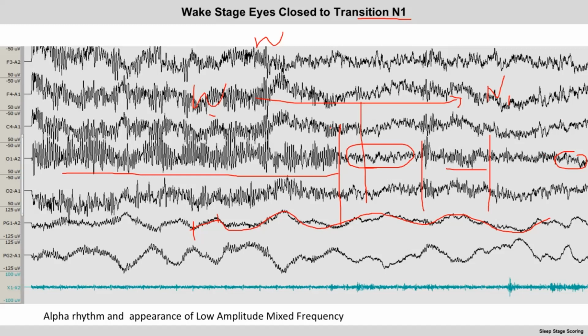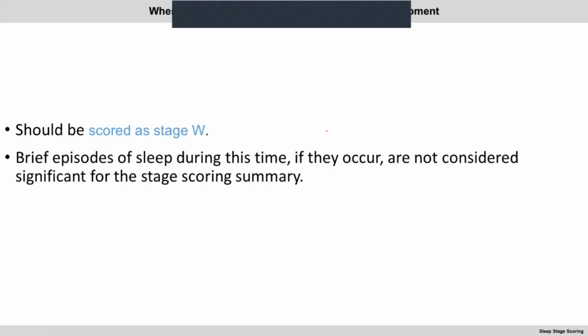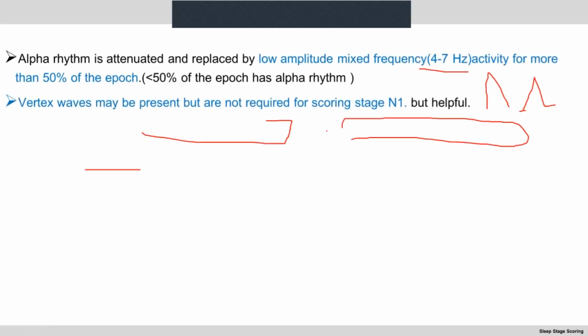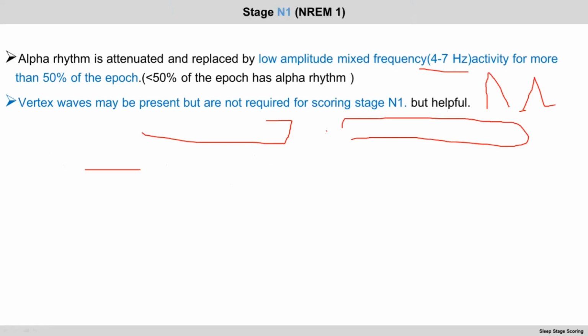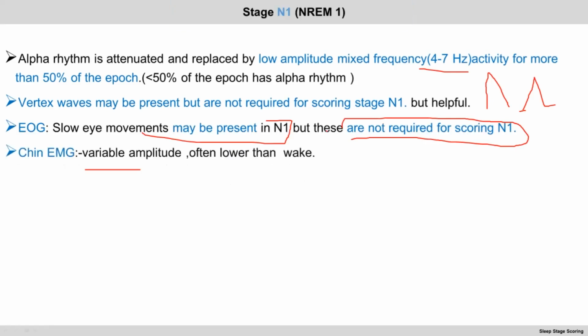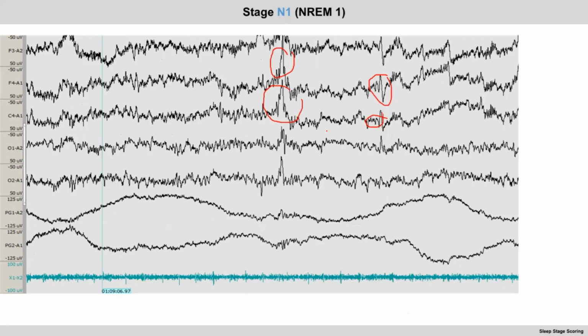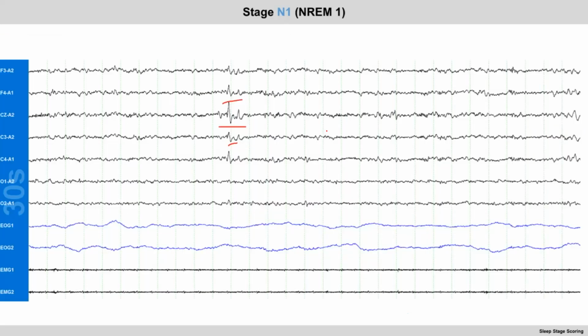You can see here the recording that marks that stage as wake stage, and then non-REM 1: low amplitude mixed frequency replaces the alpha rhythm, and vertex waves may be present, slightly lower than the wake stage, and slow eye movements. You can see slow eye movements here, and this is stage N1, vertex waves may be present here. Yeah, these are the vertex waves.